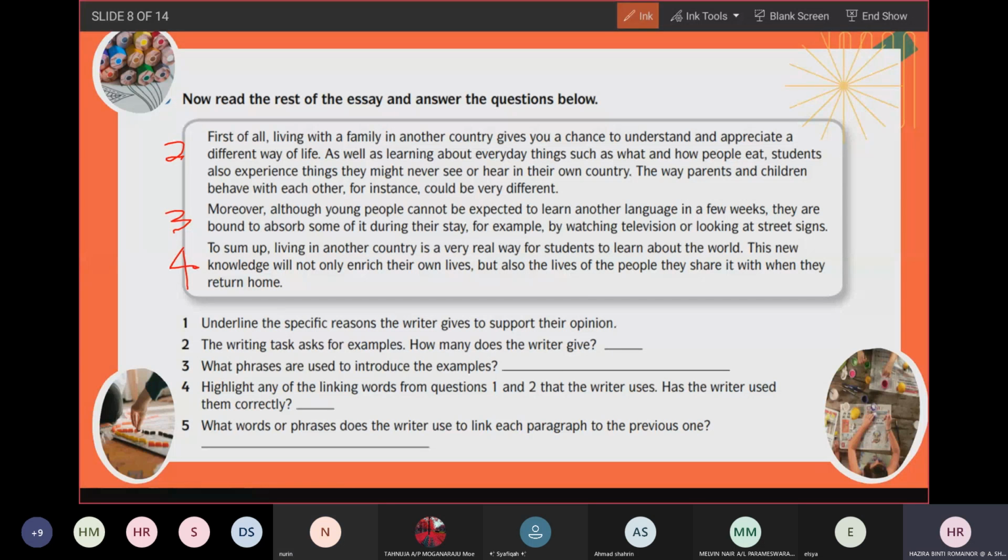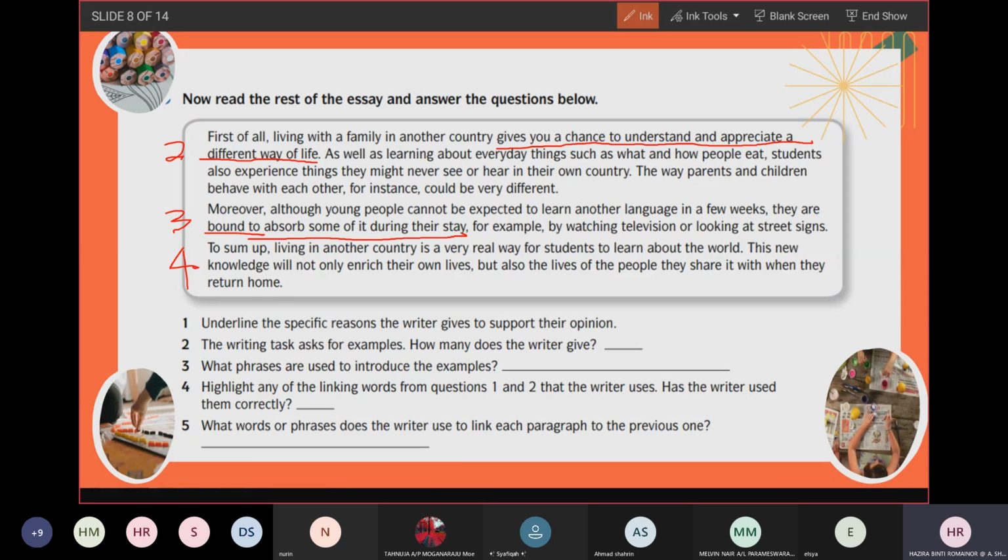Alright, thank you. So number 1, underline the specific reason the writer gives to support their opinion. Dia suruh awak gariskan specific reason, alasan yang lebih spesifik to support the writer's opinion. So please underline the word or the sentence: give you a chance to understand and appreciate a different way of life. Okay, next one, you should underline the sentence. Which one is the sentence? Absorb some of it during their stay. Okay, that is the answer for number 1.